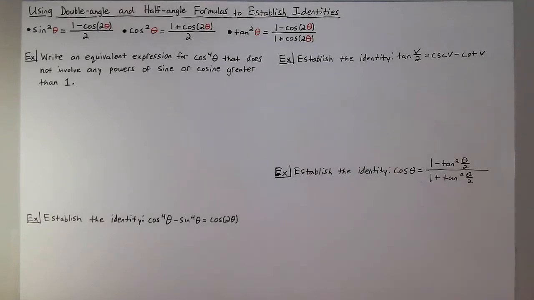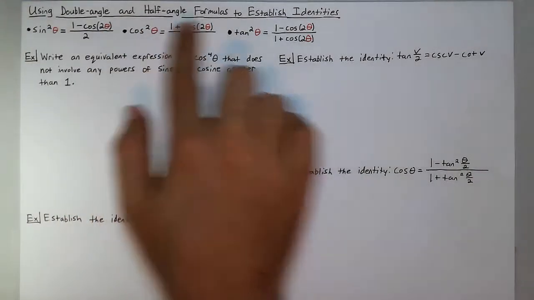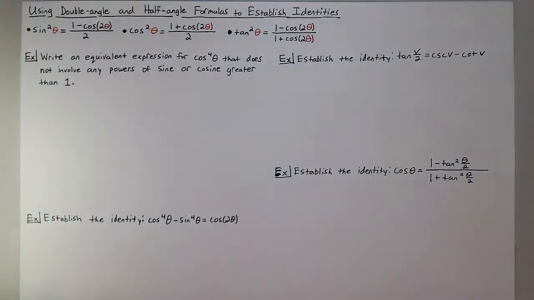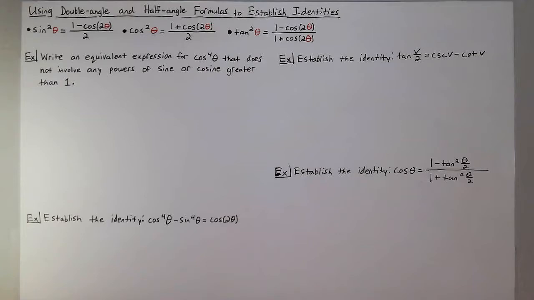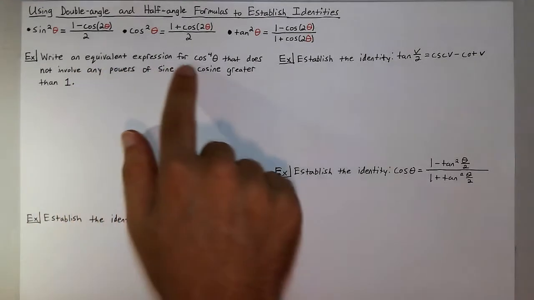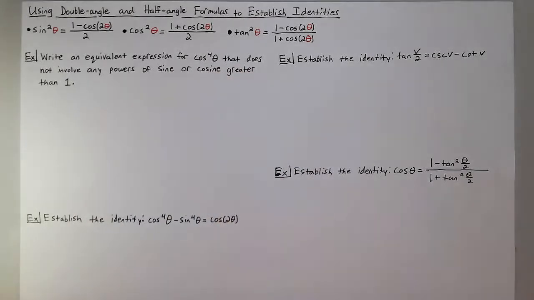In this video, we are going to learn how to use double angle and half angle formulas to establish identities. So I put my power reducing formulas at the top of the paper here as nice references as I go through establishing identities. For our first example, we want to write an equivalent expression for cosine to the fourth of theta that does not involve any powers of sine or cosine greater than 1. This is where those power reducing formulas really come into play.